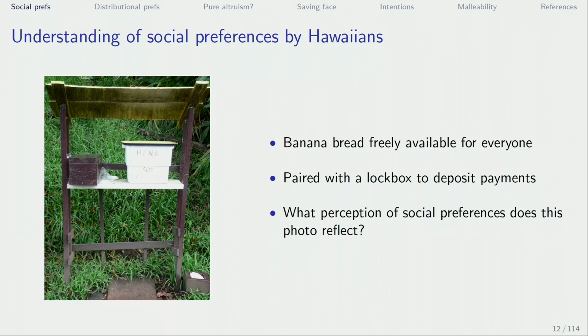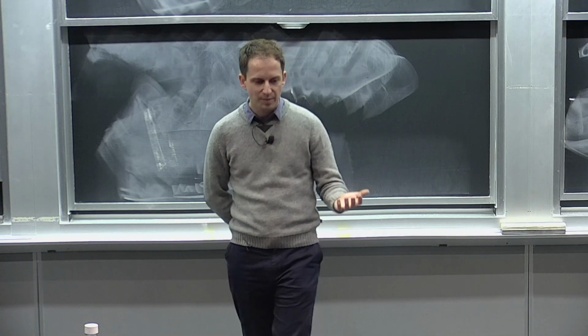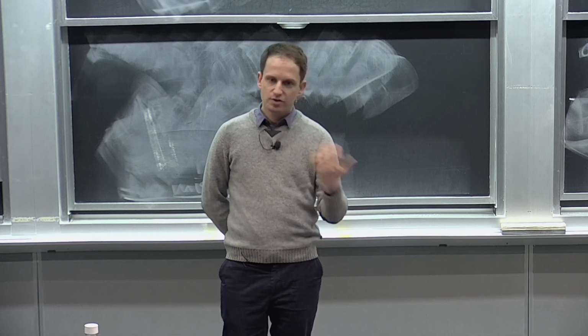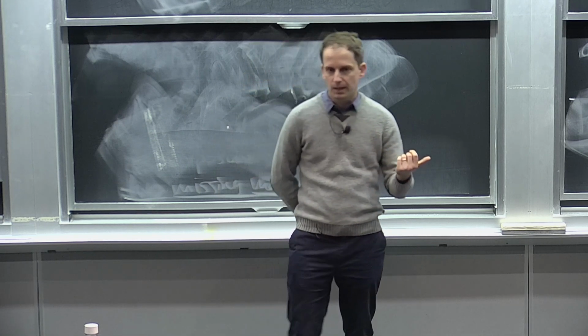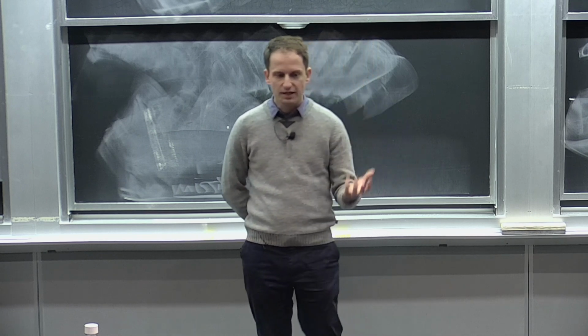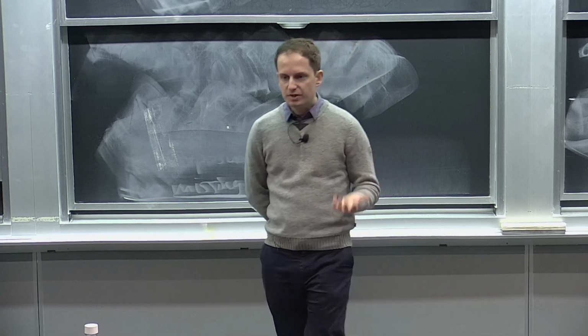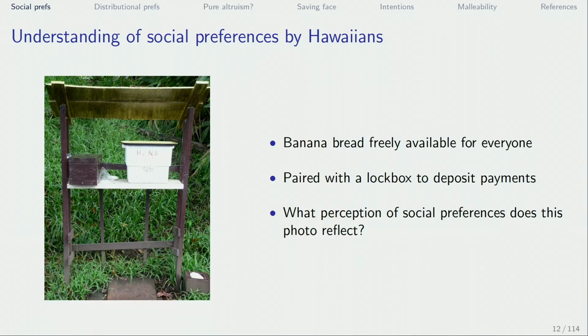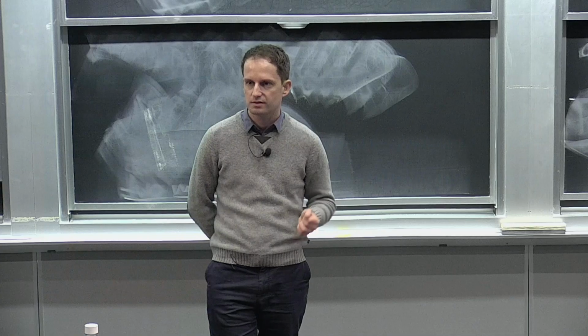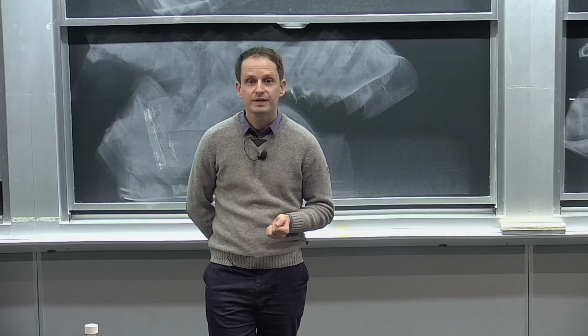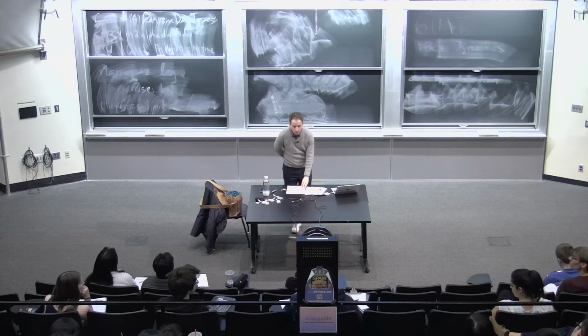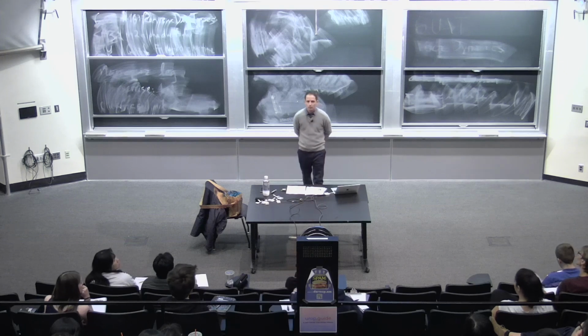lockbox next to it on the left of the picture where you can deposit payments. So the banana bread costs some money. You can deposit your payments. There's nobody that enforces it, but the lockbox is actually locked, in the sense that you can't take away the box. So when you see that picture, what perception of social preferences or humanity does that reflect? How do we think about this picture? Yes? That people are going to be honest and give the money based on conversation.